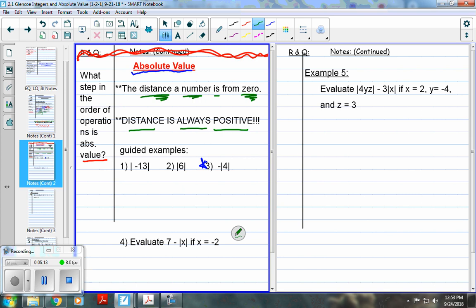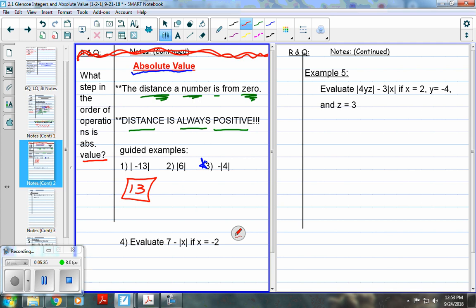So let's go start through number 1. How far? What is the absolute value of negative 13? How far is negative 13 from 0? If you said 13, you are correct. I know I'm going to violate me boxing my step there, but I don't have much space, so I'm going to do that today. Okay, so what is the absolute value of 6?